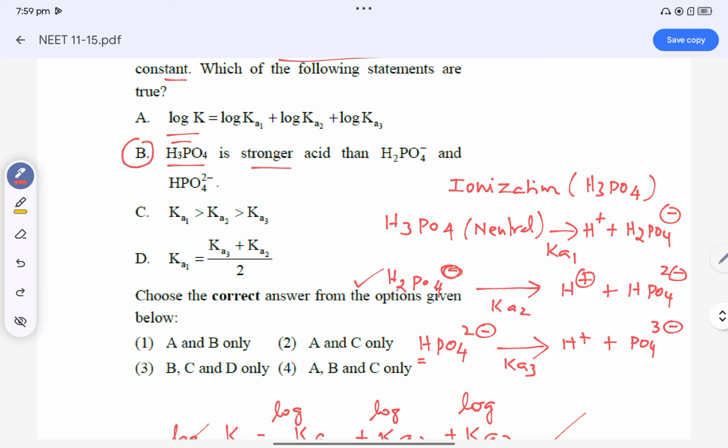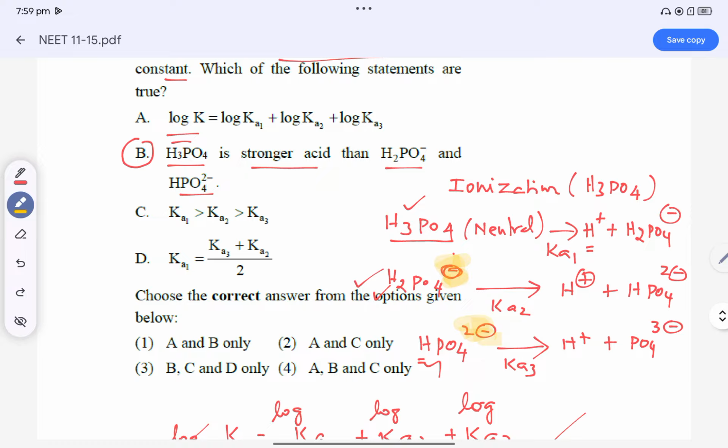H3PO4 is a stronger acid than H2PO4 minus and HPO4 2 minus. How is it clear? Yes, H3PO4 is a neutral one. There is no charge. It is easy to remove H plus from H3PO4. At the same time, when we consider H2PO4 minus and HPO4 2 minus, it is too difficult to remove H plus because it is charged. It is too difficult to remove H plus from a charged compound.